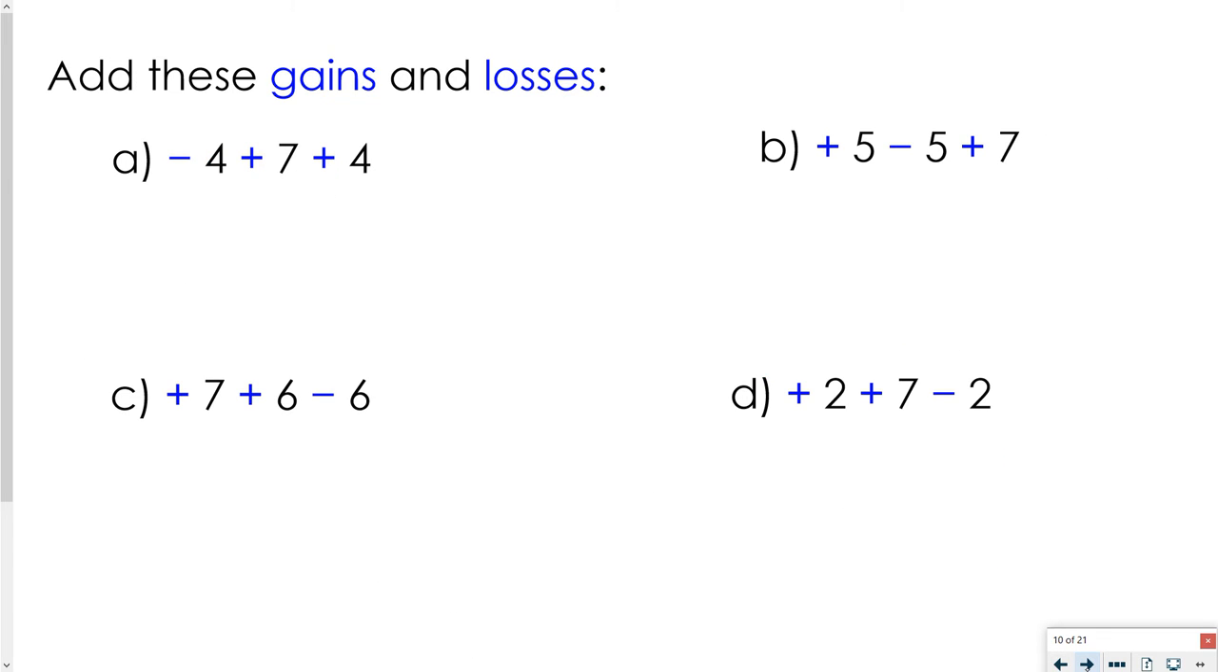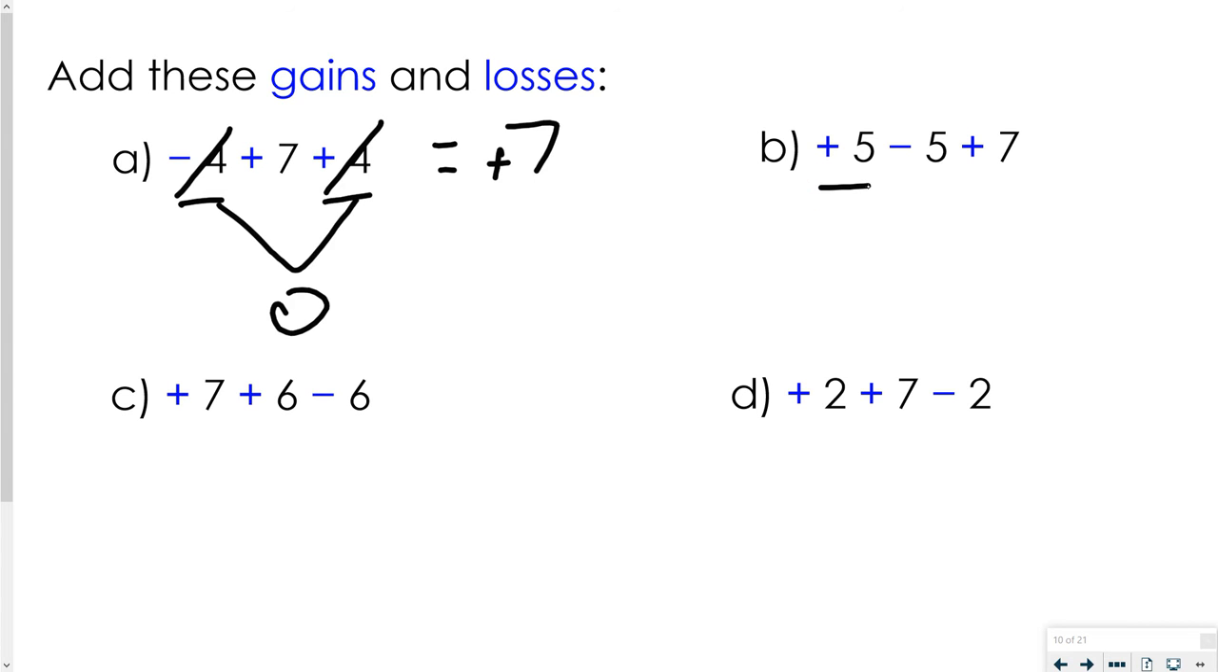So let's take a look at this and try using that principle. I have a loss of 4 in A. Do I have a gain of 4 in A? Well, yes, I do. There's my gain of 4. So those two add up to 0. So all I'm left with is a gain of 7. Okay. Gain of 5, loss of 5. They're going to become 0. So all I'm left with is gain of 7.